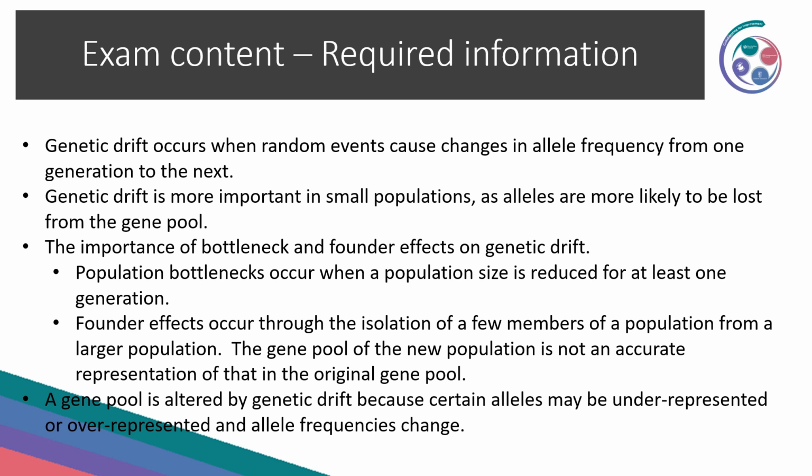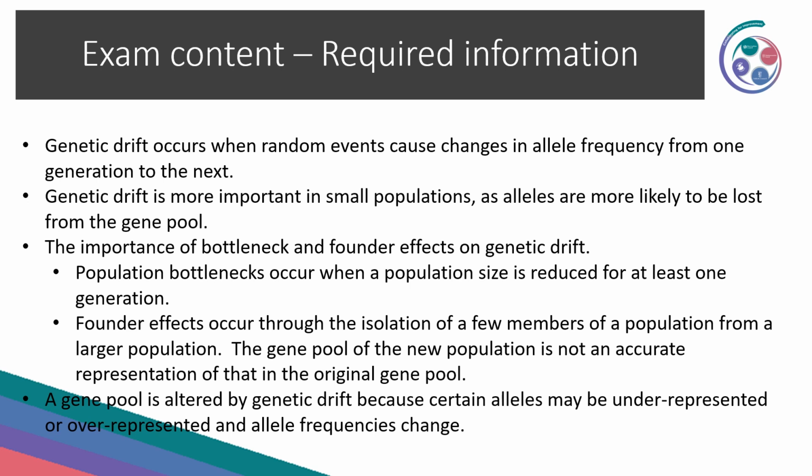Population bottlenecks occur when a population size is reduced for at least one generation. So it could be that a random event such as an earthquake separates a species. What happens is that population size would be decreased because of that earthquake, and it creates a kind of bottleneck for the passing of genes. It kind of slows the movement of these genes.